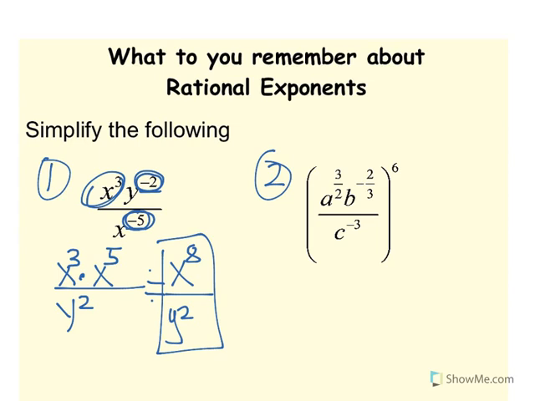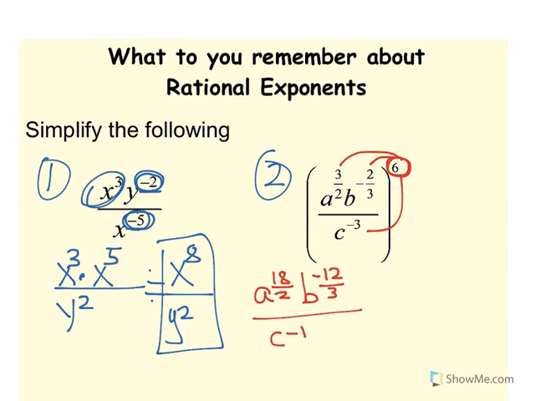When you look at number 2, I'm hoping you see an exponent outside parentheses. It needs to be distributed to the exponents of all parts of that fraction. That means this becomes a to the 18 halves, which yes, will reduce to 9 in just a moment, b to the negative 12 thirds, yes, we'll reduce it, over c to the negative 18th. Now when I reduce it, we will have a to the 9th, b to the negative 4th, over c to the negative 18th. Now this looks like a problem just like number 1.